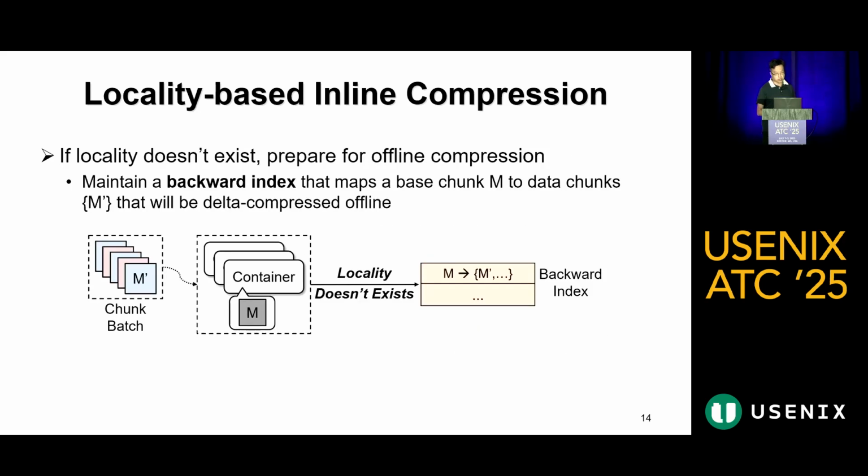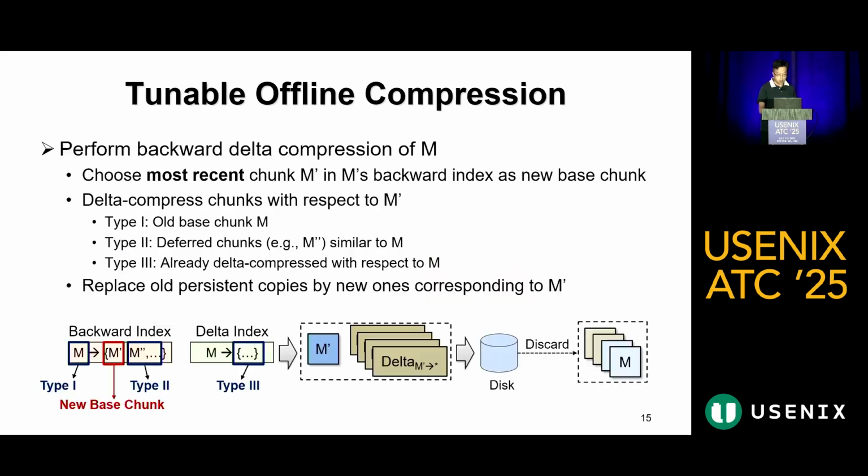And if locality doesn't exist, we will prepare for the offline compression. So we add the information to a data structure called the backward index, so that later, in the offline phase, we can apply this backward delta compression. In the offline phase, remember that we will choose new chunks as the base chunks and delta compress the old chunks with respect to the new chunks.